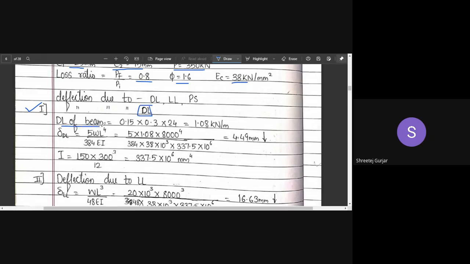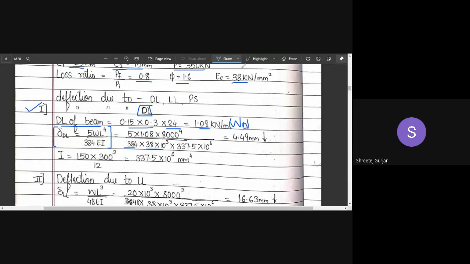First we have to calculate the dead load of the beam. Cross-sectional area times density of concrete will give you WD. The deflection formula for UDL is 5 WL to the power 4 by 384 EI. So that is what we have substituted: 5 into W, which is 1.08, span of your beam is 8 meters, so 8,000 mm, raised to 4, divided by 384.